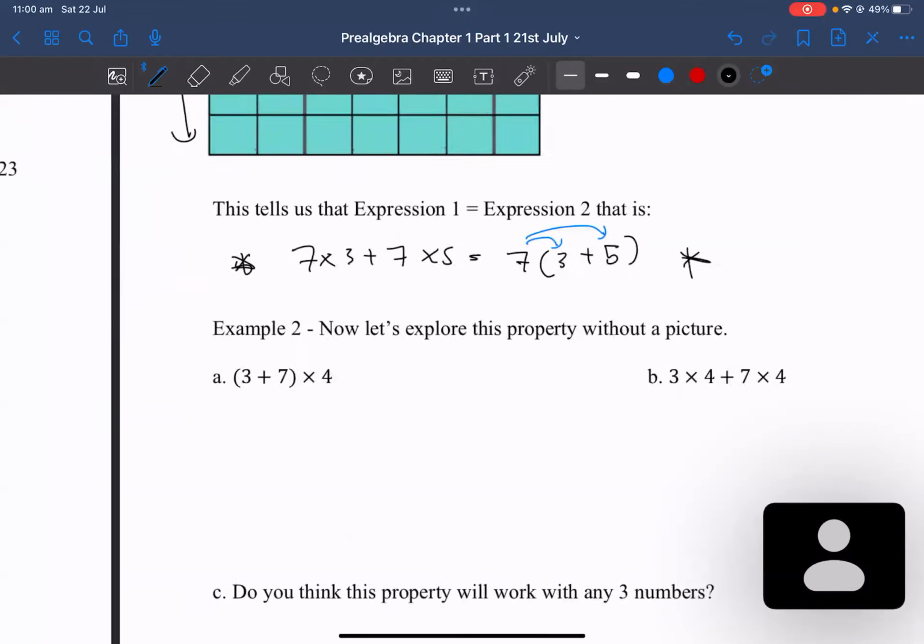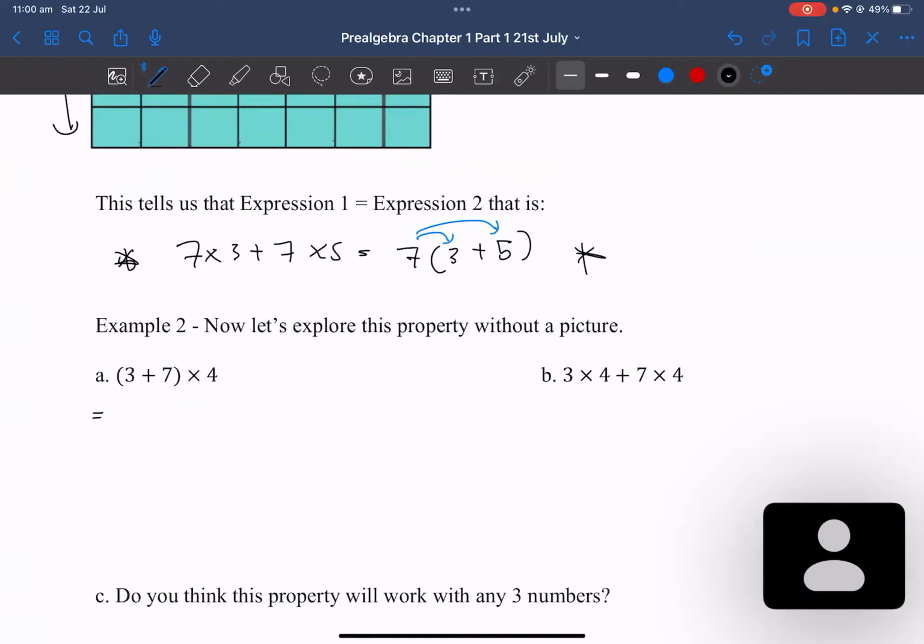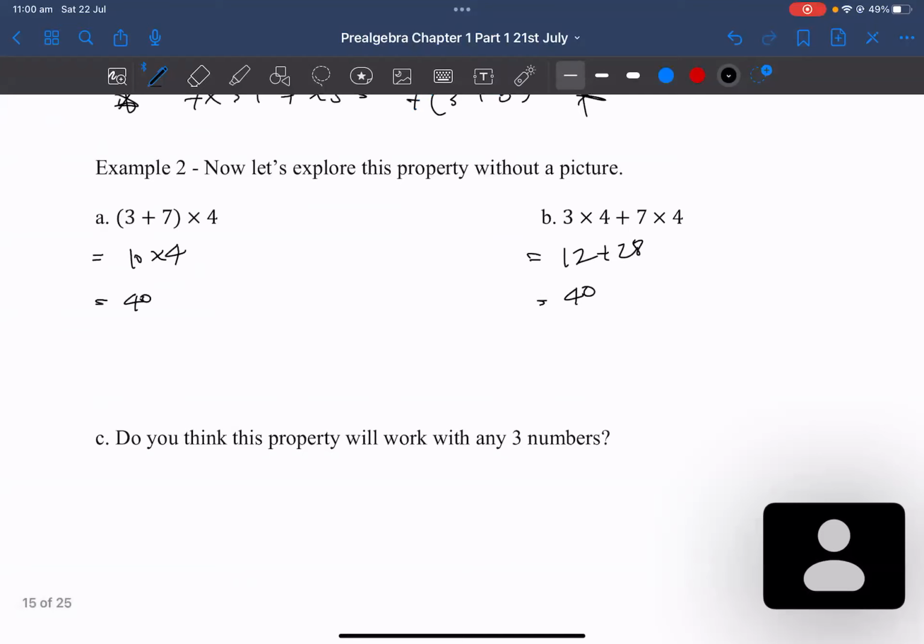All right, so next one is, what's 3 plus 7 times 4? Yep, it's 10 times 4, which is 40. And what about 3 times 4 plus 7 times 4? It's the same answer. Yes, same answer. The 12 plus 28, which is 40. So that means 3 plus 7 times 4 is the same as 3 times 4 plus 7 times 4.